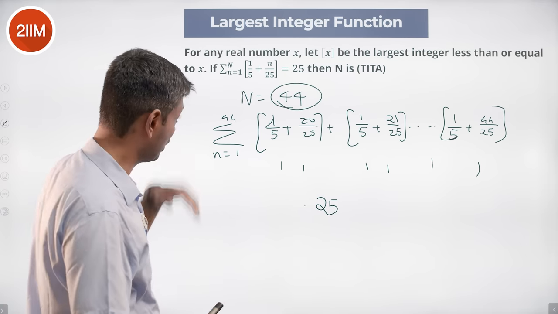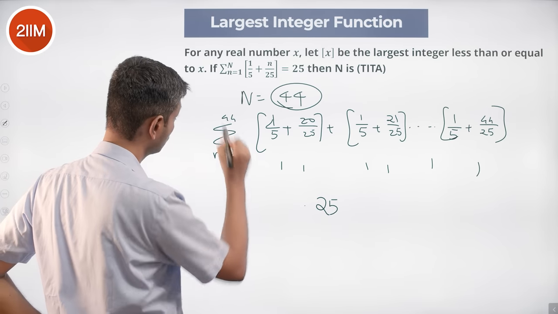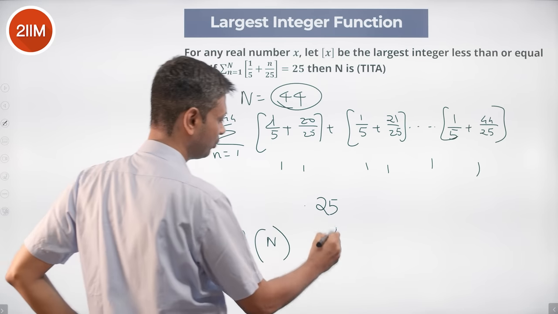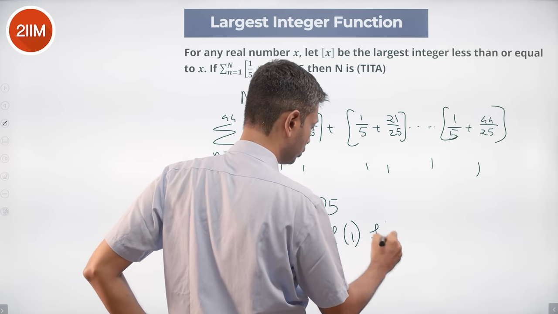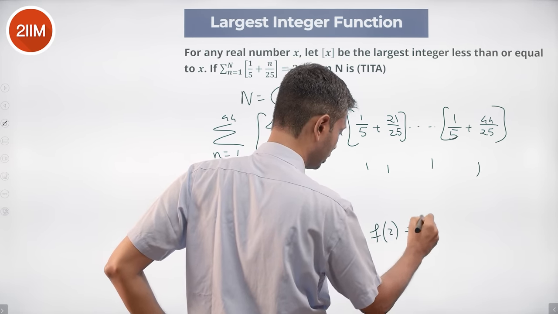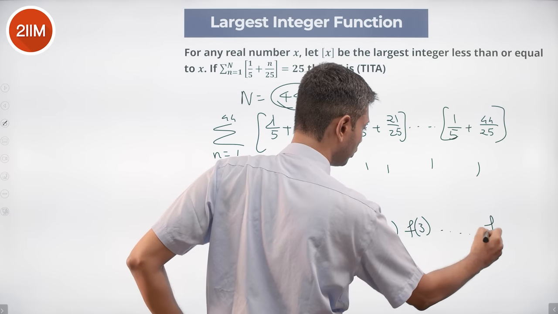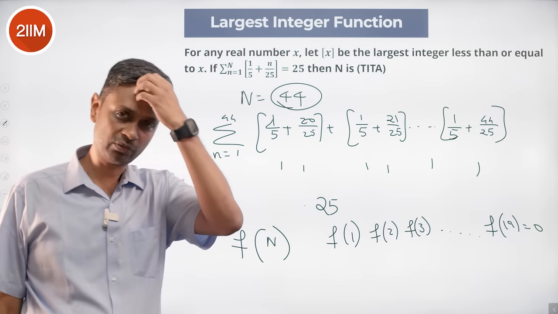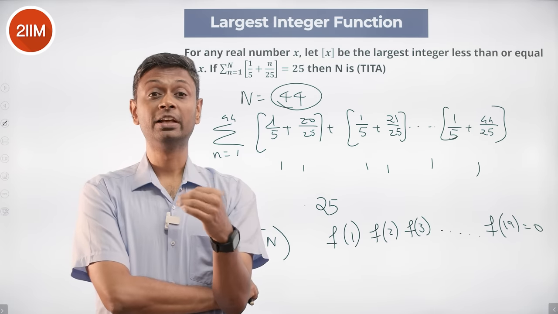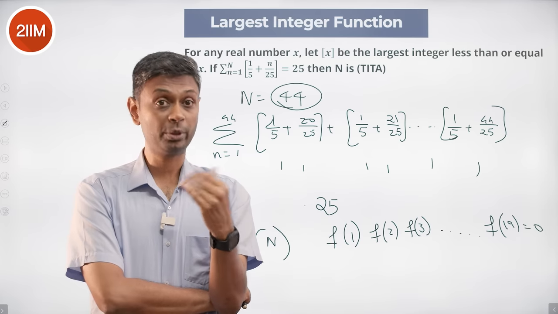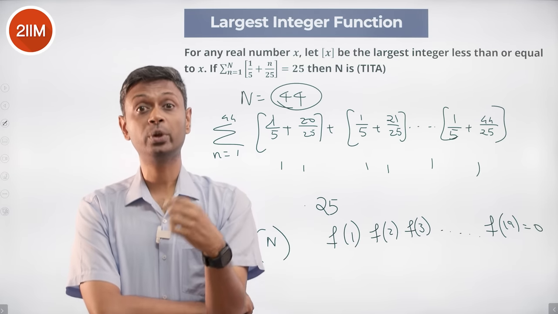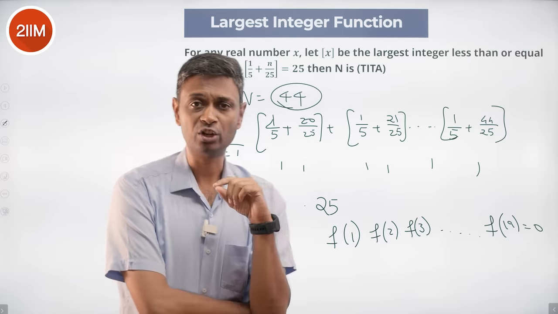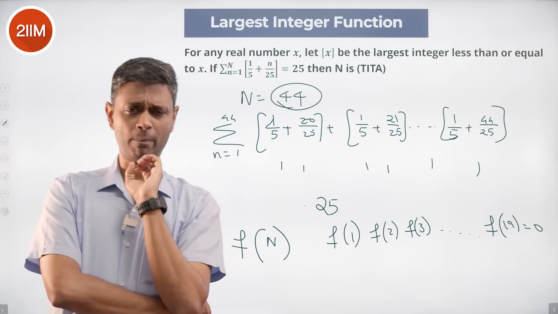Suppose we had to do this as a function. We call this f of n. And so f of 1, f of 2, f of 3, all the way till f of 19 would be 0. F of 20 would be 1, f of 21 would be 2, f of 22 would be 3, f of 23 would be 4, f of 44 would be 25. F of 45 will become 27, 29. Keep adding. When does it become 25? It becomes 25 when n is 44. Greatest integer function is a beautiful function.